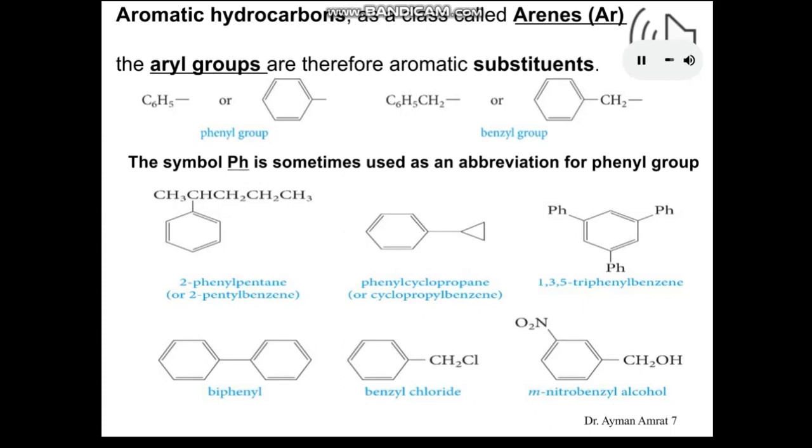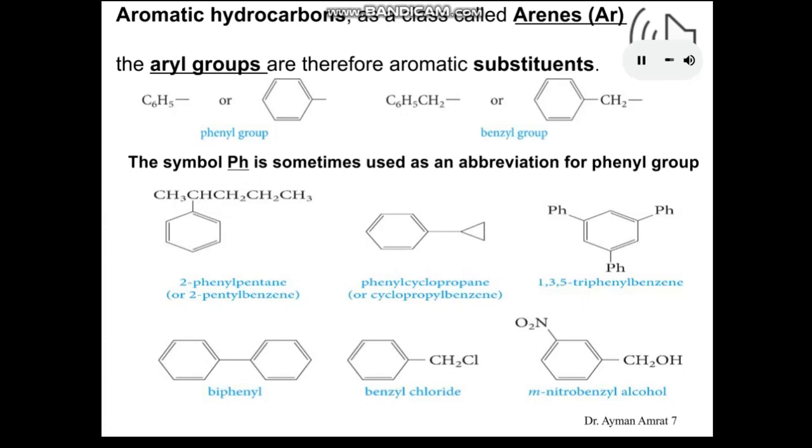For the second example, benzene and cyclopropane. If benzene is the parent, the name is cyclopropylbenzene. If cyclopropane is the parent, it is called phenylcyclopropane.